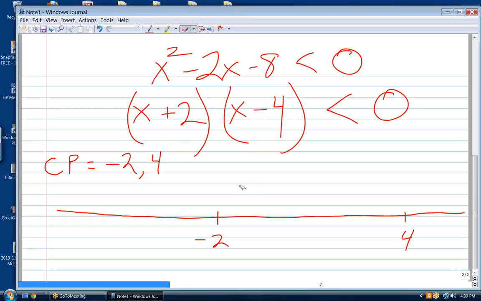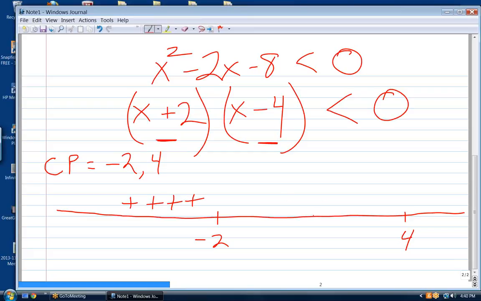Now, the way I solve it is I test numbers to the left of my critical point, in between my critical points, and to the right of my critical point. So let's test minus 3. If we plug minus 3 in here, what is the sign on this term? And that's all we care about. We don't care about the number, we just care about the sign. It's negative, right? Yeah. This would be what? Negative. Negative times negative is positive, which means every point to the left of minus 2 results in a positive number.